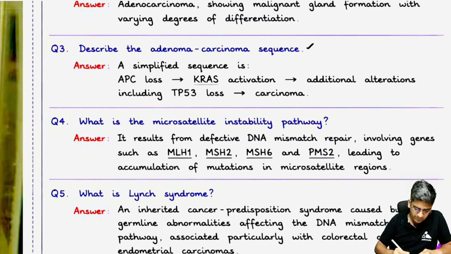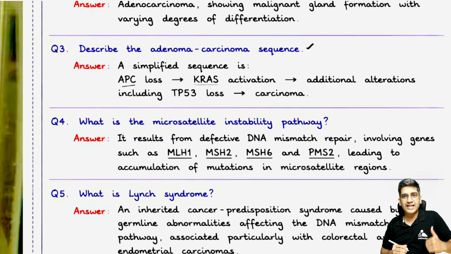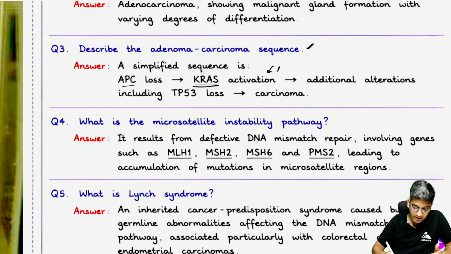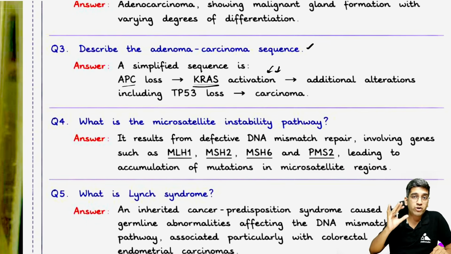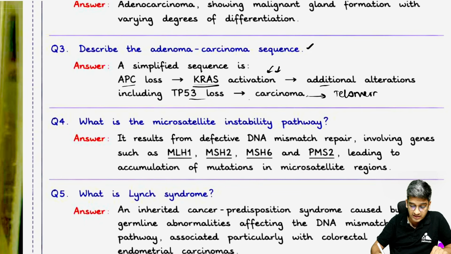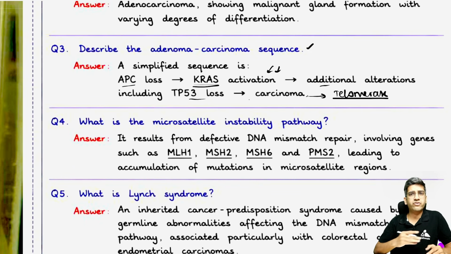So by default, it's the APC loss. Along with the APC, I can have beta-catenin gain of function mutation. Then I have KRAS. This is one of the important guys which converts a normal mucosa into a polypoidal extension or a tumor per se. Then I can have P53. And the last guy after becoming carcinoma is telomerase. Telomerase activation is the terminal one, which makes them become malignant and metastasize throughout the body, right?